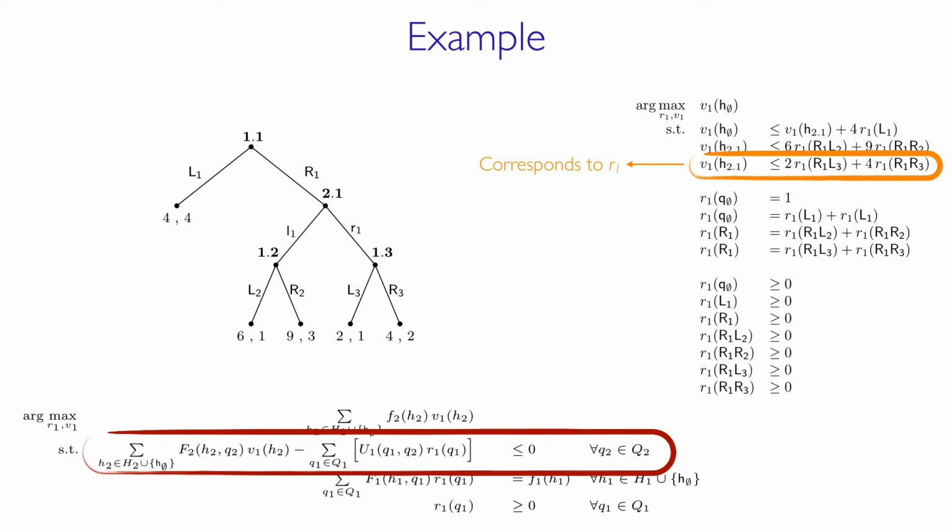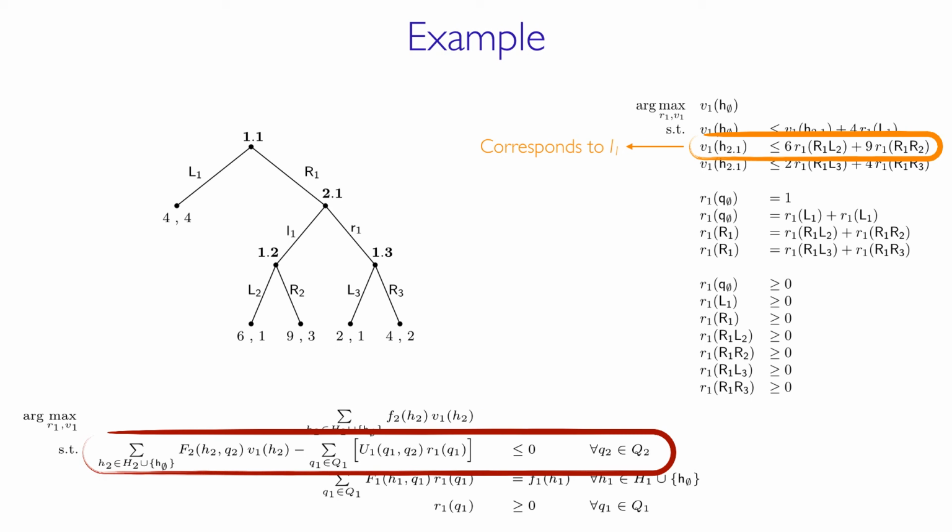This constraint forces that the expected utility for player 1 at information set 2.1 cannot be strictly larger than the utility given by choosing action R1 of player 2 at information set 2.1. Notice that if player 2 chooses action R1, player 1 gains 2 multiplied by the probability to play R1 L3 plus 4 multiplied by the probability to play R1 R3.